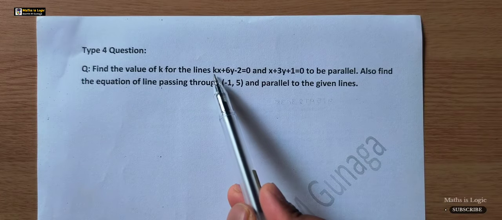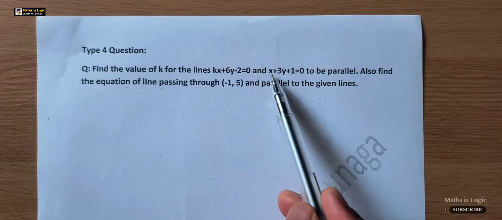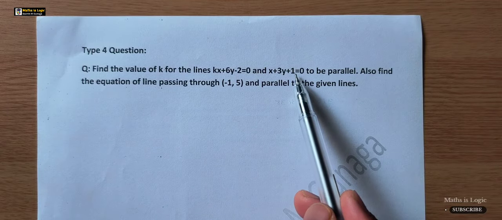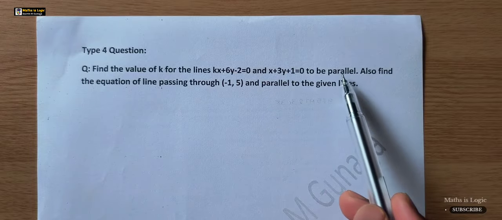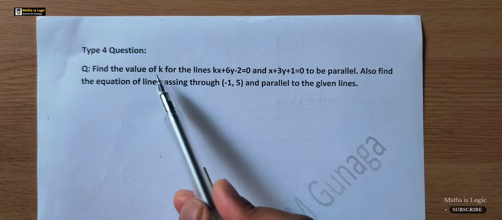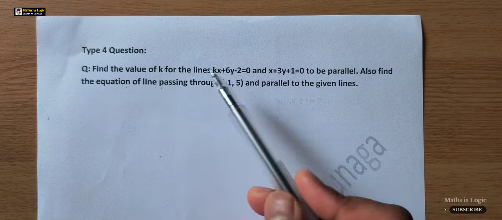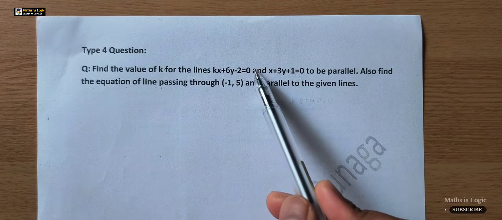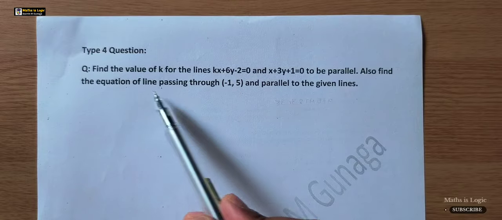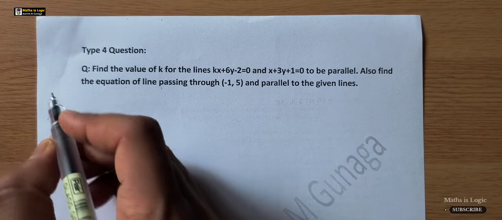So in the first step, using this first line find out m1. Next, using this second line find out m2. After finding m1 and m2, use this parallel condition to get which value? K value. That is the first part. After that, next, using this one point and one slope value, find out what? Equation of straight line.